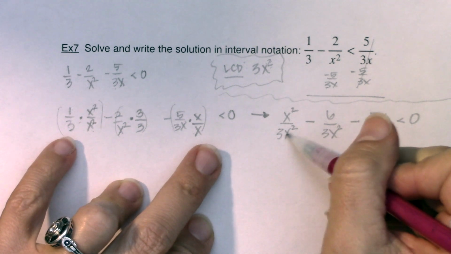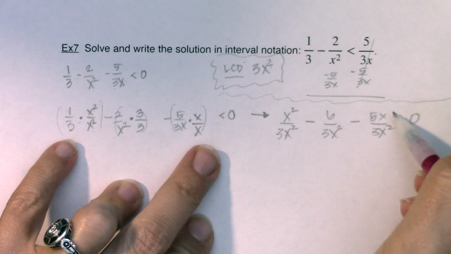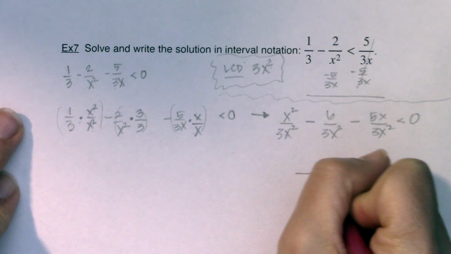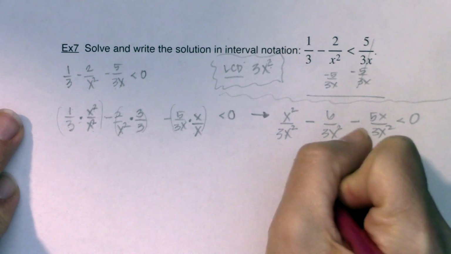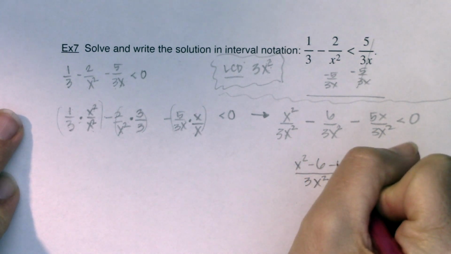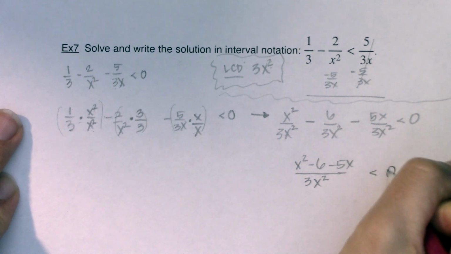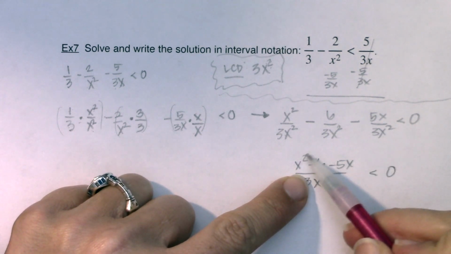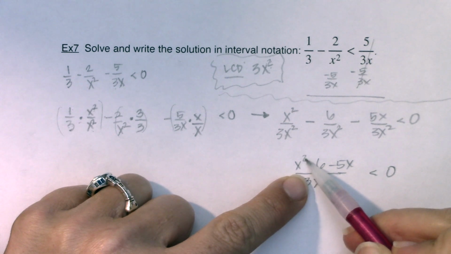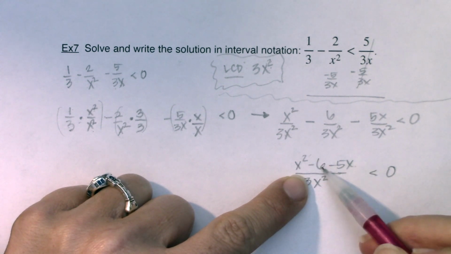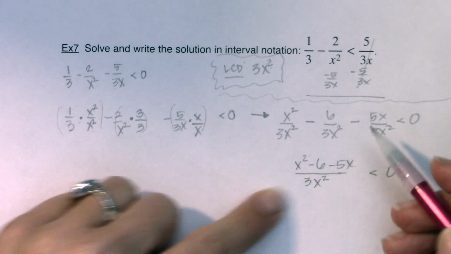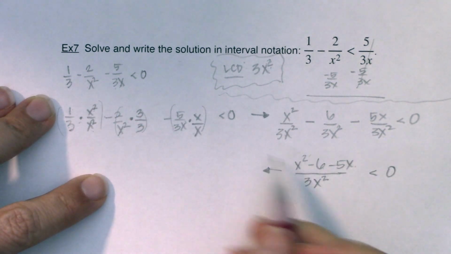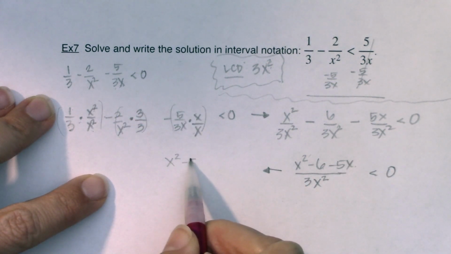So now that I have common denominators, I can just collect the numerators together. Ultimately, I'm going to keep 3x squared, and on the numerator I have x squared minus 6 minus 5x, and that's going to be less than 0. Now I'm going to clean this up because I tend to write my polynomials in descending order of their power. So I'm going to write x squared, then minus 5x, then minus 6. I'm going to scooch it this way so we can see my end game, not even my end game, just my mid game inequality.